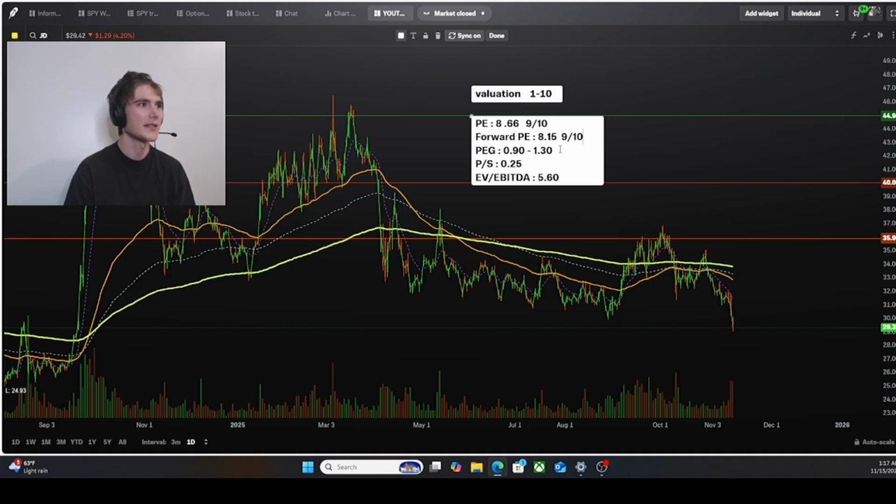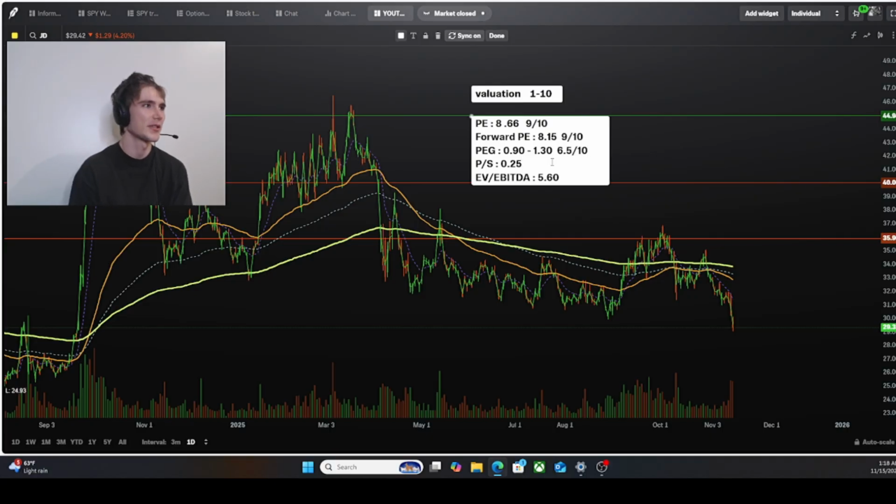And JD's PEG isn't perfect, but it is somewhat in that fairly valued range. So it is not a huge alarm, but could be better. So JD is somewhere in the middle. And this is mostly because margins are still on the thinner side and logistics are still expensive. So I would give this in the 6 to 7 range.